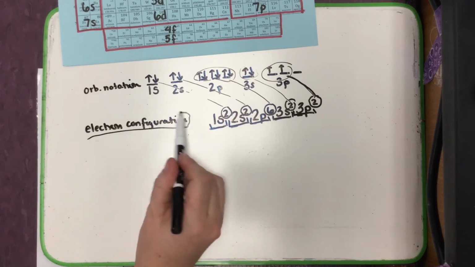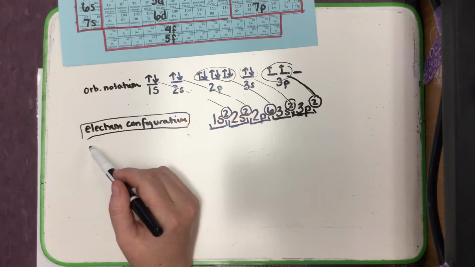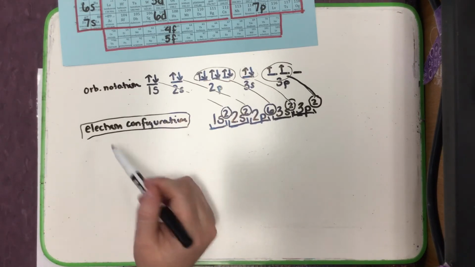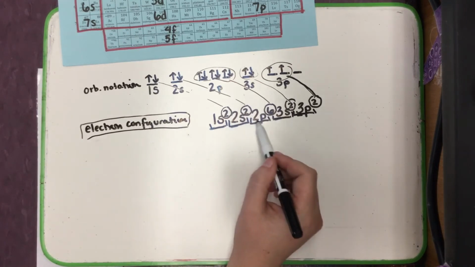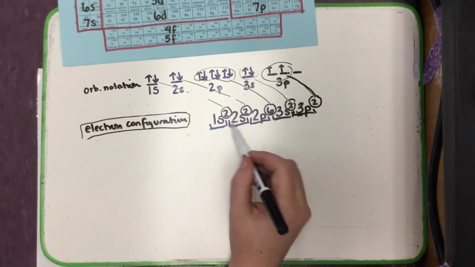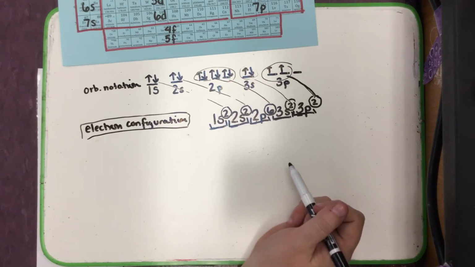Electron configurations are a lot faster to draw, and you're going to have some practice drawing out these electron configurations today. Based on an electron configuration, we can definitely still determine energy level, we can definitely still determine subshells, but orbitals are a little bit more difficult.